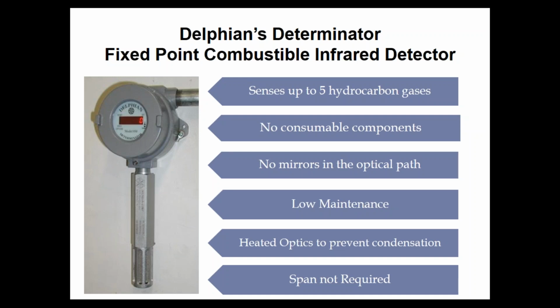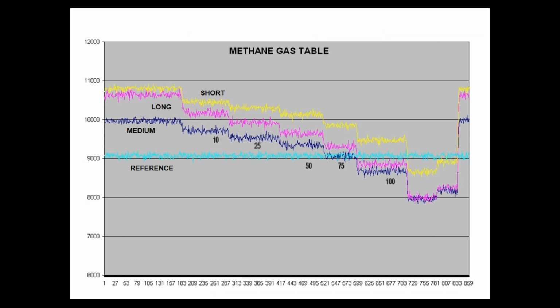And of course, the best thing out of all these things is that span is not required on a normal basis. In fact, with the determinator, it doesn't have to be ever calibrated, okay? And the way we do that is very unique, which I'm going to explain a little bit. Okay, so in the determinator, first of all, let me tell you this.